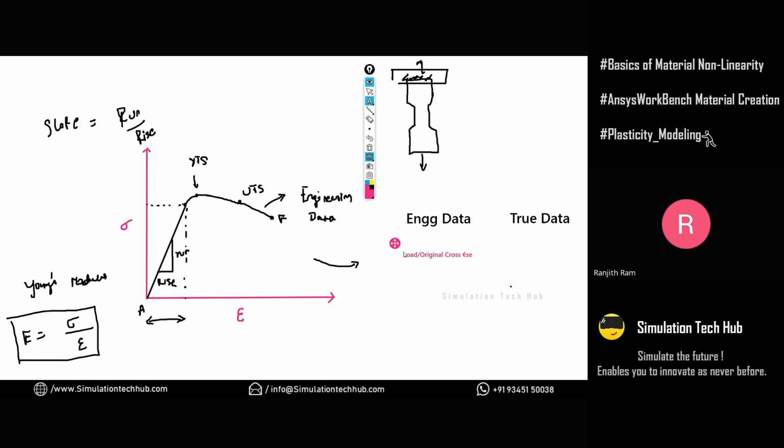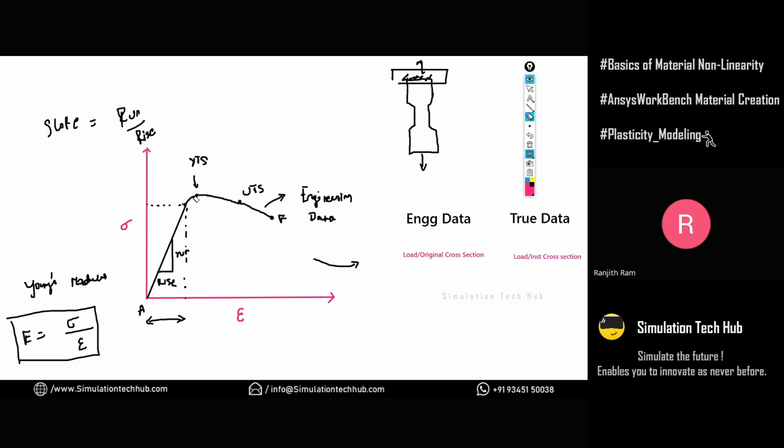The cross section will not be updated, but we know that when the load is incremented, the shape of the cross section will get reduced. So when it comes to true data, it's load upon instantaneous cross section. Okay, now we got this pointer. So now we know that these are all fine. But how can I convert it? Because in general, this data will be like this only, right? But how will the true data look?